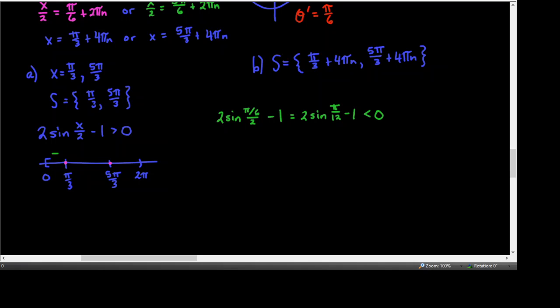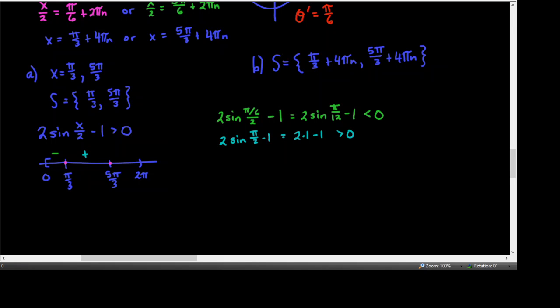So between pi over 3 and 5 pi over 3, I think I'll use pi. It's good enough. So this will be 2 times sine of pi divided by 2 minus 1. The sine of pi over 2 is 1. 2 times 1 minus 1 is a positive answer. So put a plus sign here.